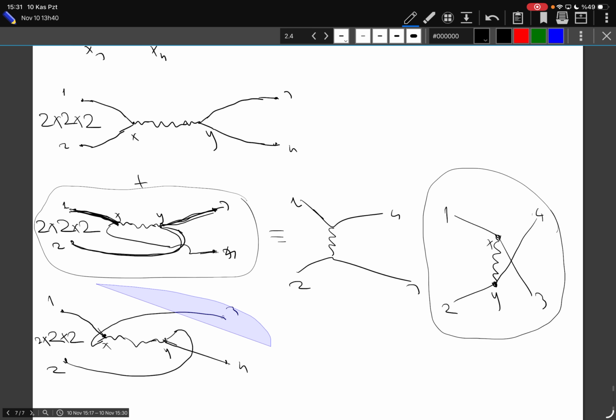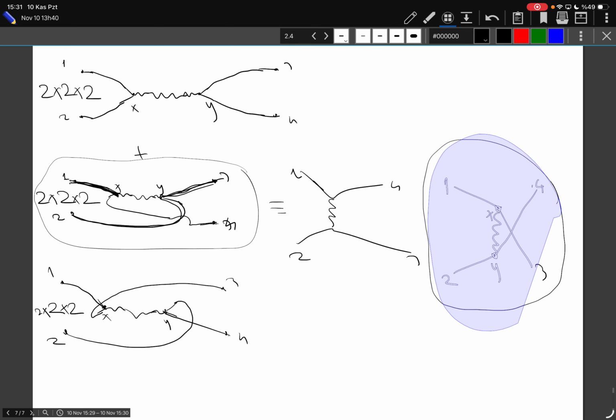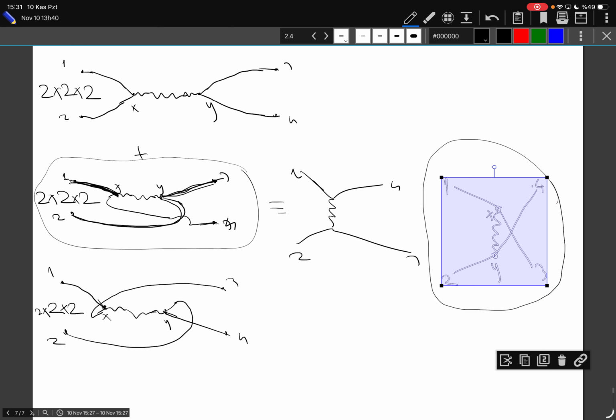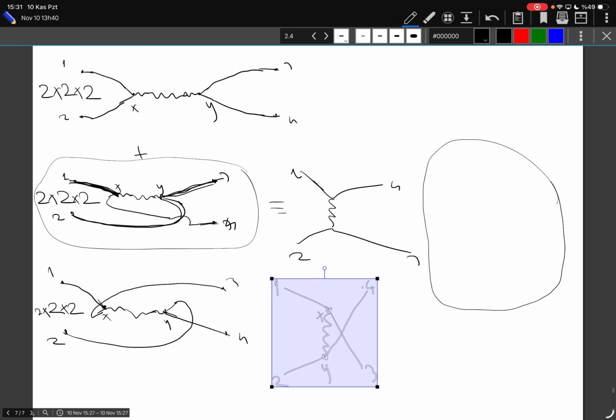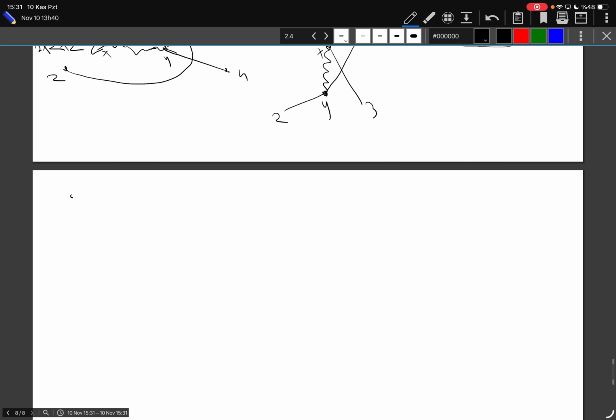So if you look at this diagram, 1 connects to an interaction vertex and then is connected to 3. It is this one. And these are not all. We still have other diagrams.